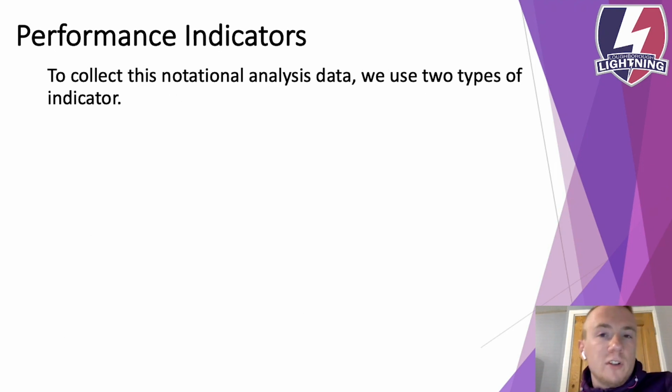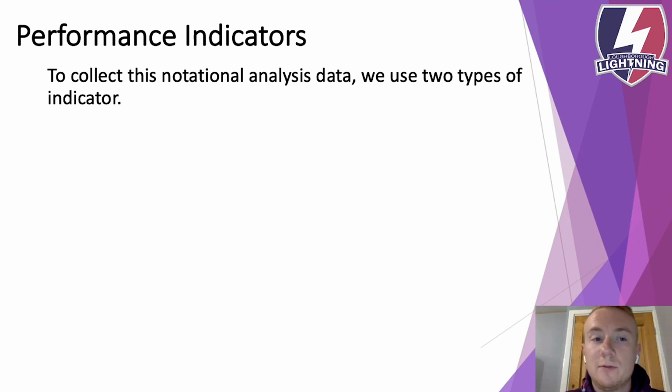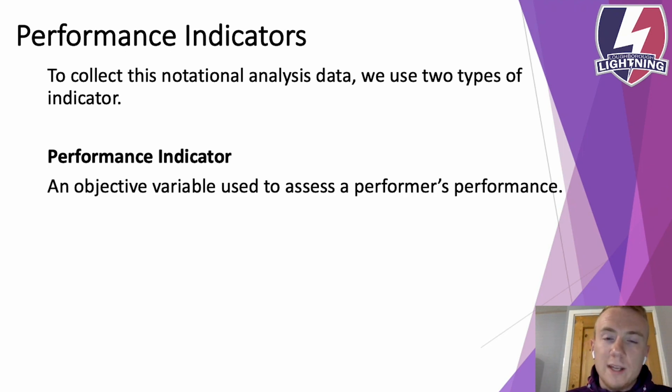So for us to be able to collect this notational analysis data, we use two different types of indicators. And I'm going to define and give you some examples of those right now. So the first one is known as a performance indicator. A performance indicator, in its very simple terms, is an objective variable used to assess a performer's performance. Now, to unscramble that a little bit, what we're talking about here is some kind of number that can tell us something about how good someone was on a particular aspect of play.